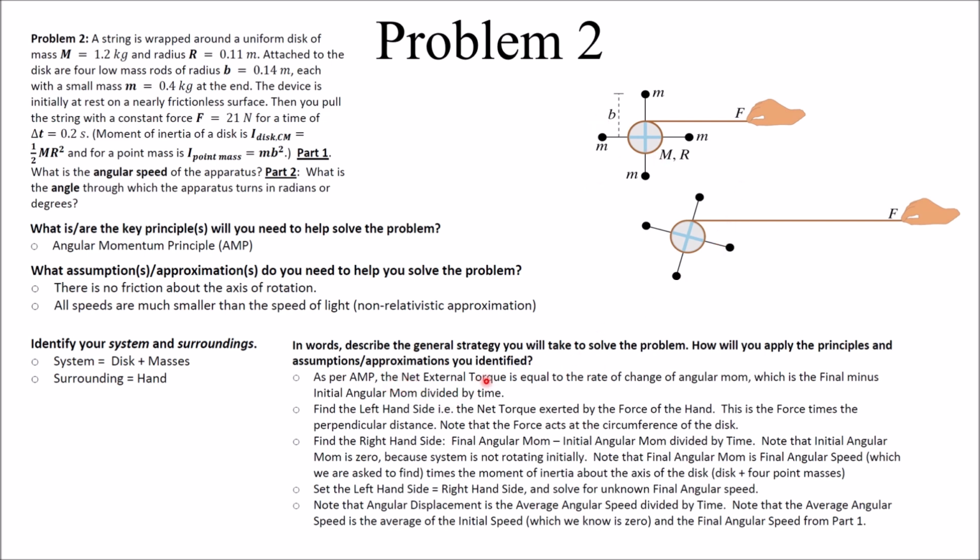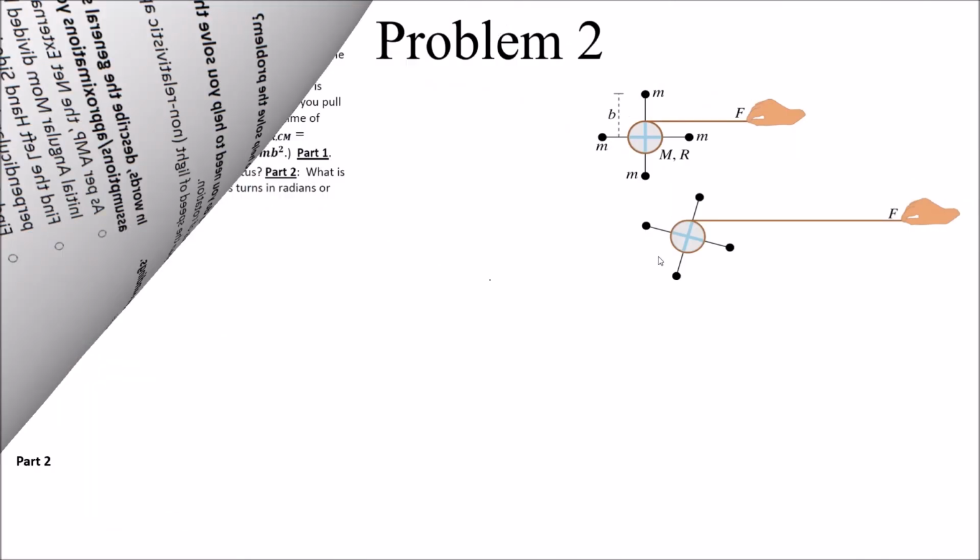This is the general strategy we're going to use. The net torque is equal to the rate of change of angular momentum, so the final minus the initial angular momentum divided by time. That's basically the angular momentum principle. We'll find the left-hand side and the right-hand side, and set the left equal to the right. We can also note that the angular displacement is the average angular speed times time. And so we'll get into it here.